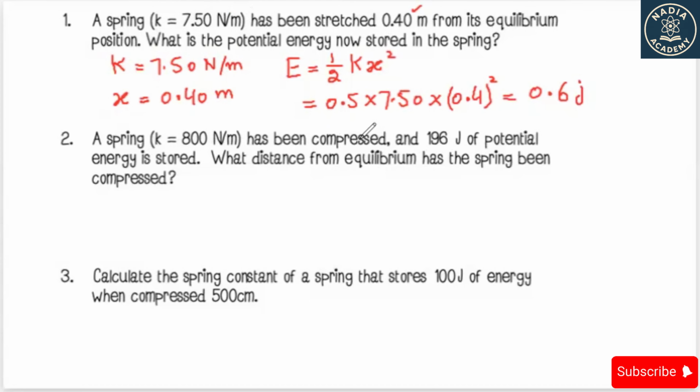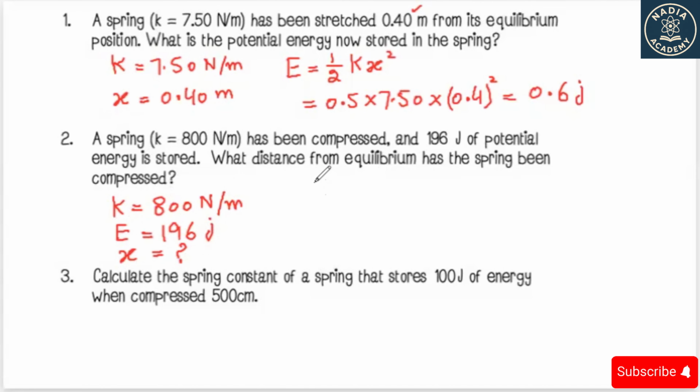The formula will go in the same way. And 196 joules of potential energy is stored. What distance from equilibrium has the spring been compressed? So we know the value of the spring constant k, which is 800 newtons per meter. And this time we are given the energy E, which is 196 joules. What do we need to calculate? We need to calculate the extension in the spring.